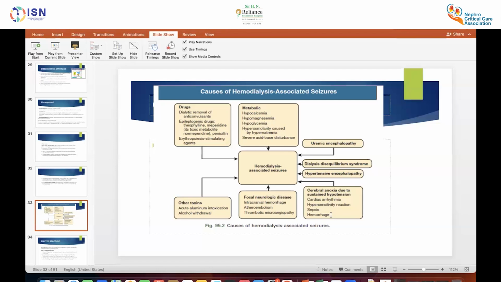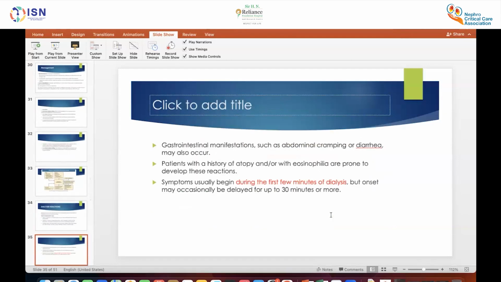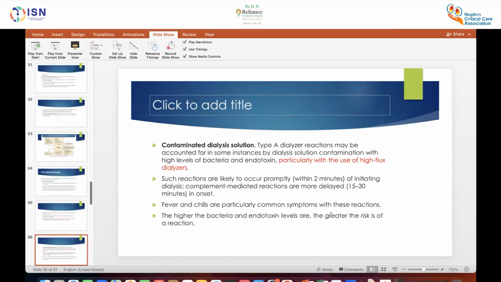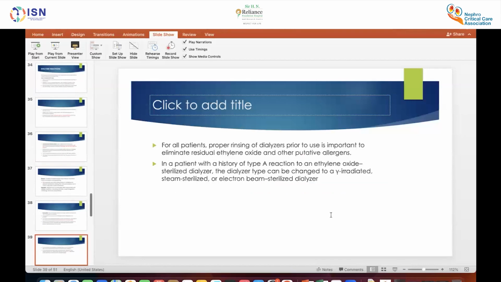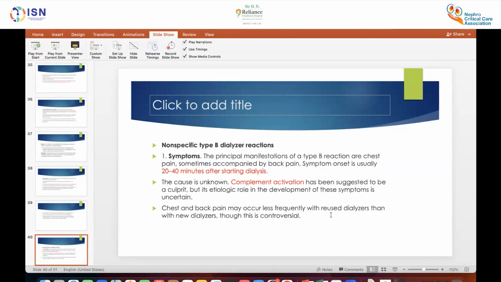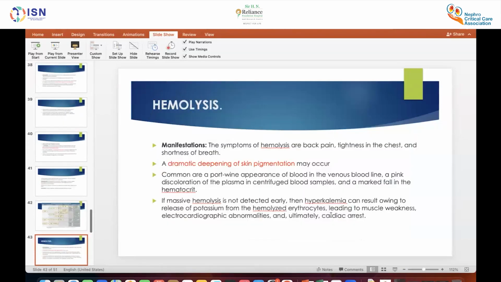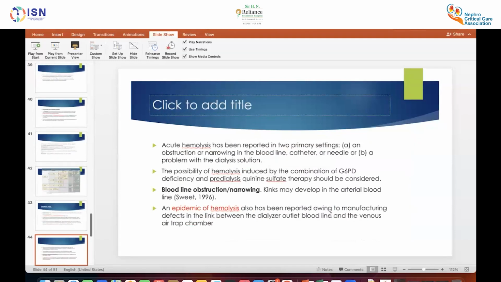So seizures we have taken into account here. Okay, I think we have gastroparesis. Gastroparesis is another one you have said. Gastroparesis in normal non-diabetic patients can happen due to the mobilization of potassium, hypokalemia, which can happen during dialysis, and that can produce gastroparesis.